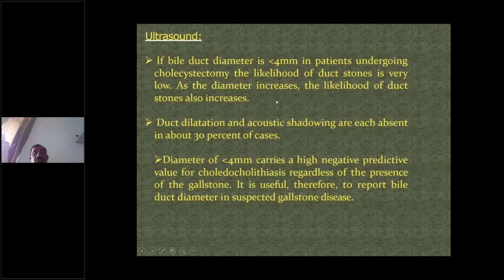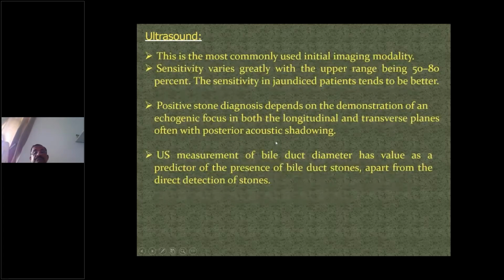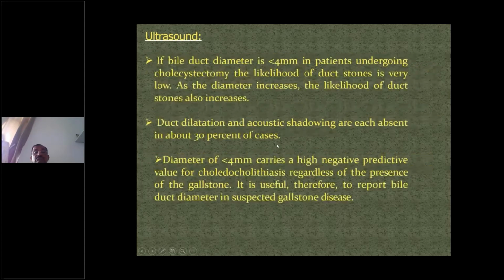So if the bile duct diameter is less than 4 mm in patients undergoing cholecystectomy, the likelihood of a distal CBD stone is very, very low. As the diameter increases, the likelihood of duct stones also increases. In about 20 to 30% of cases, dilatation and posterior acoustic shadowing may be absent, and the only sign may be the echogenic focus in the bile duct.